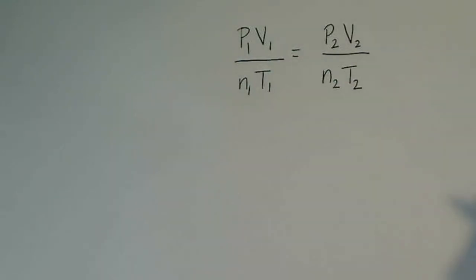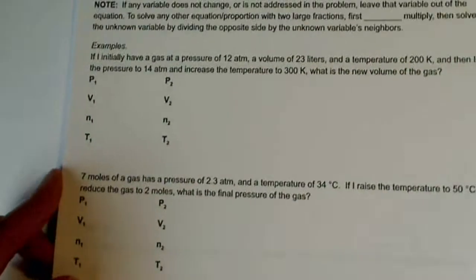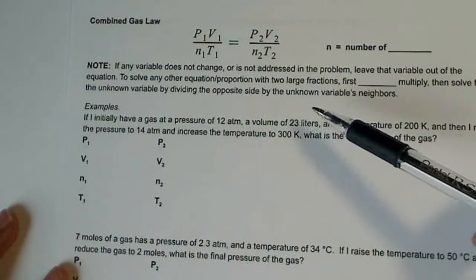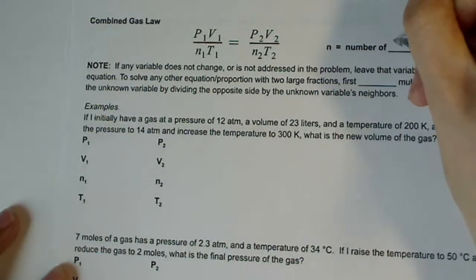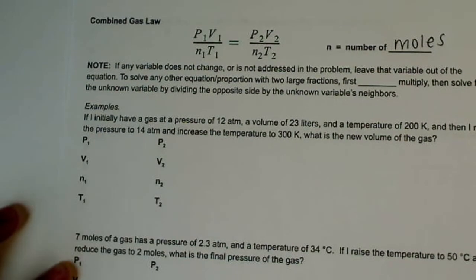So in your practice packet, I'm on page 5. Again, this is the combined gas law noted for you. And just a reminder that N is the number of moles, that's just the quantity of gas. So if a variable does not change or is not addressed in the problem, leave that variable out of the equation. Again, you just have to ignore it.